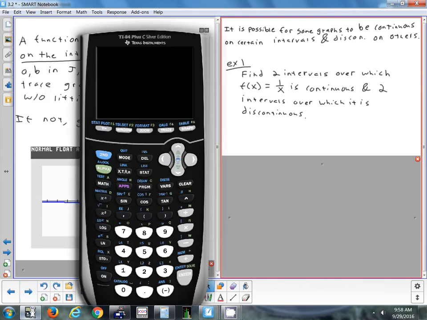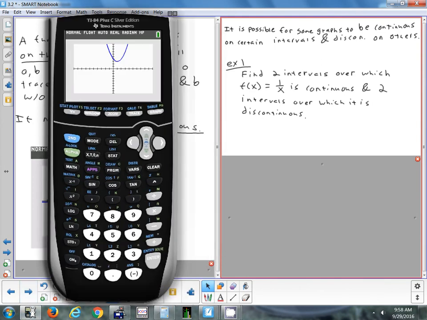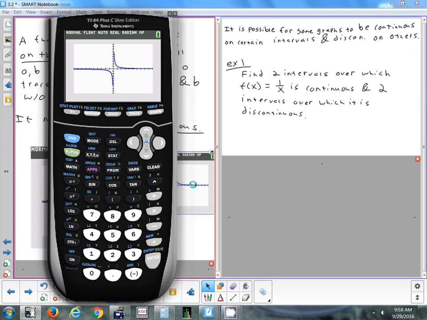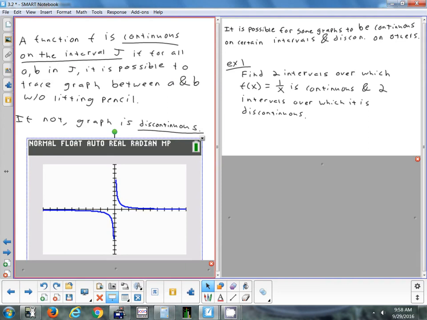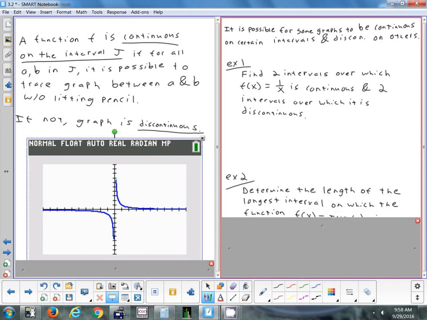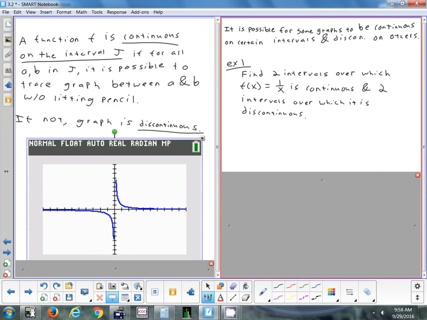So I'm going to take the graph of 1 divided by x. I'm just going to put it on top of the other one I have. And I want you to tell me 2 intervals over which this function is continuous and 2 intervals where it's discontinuous.